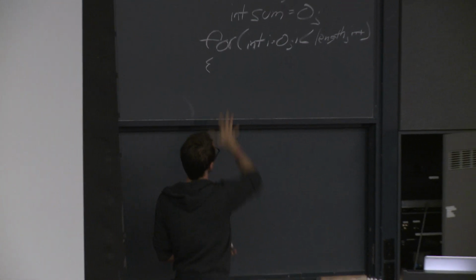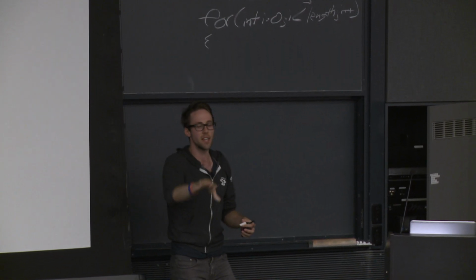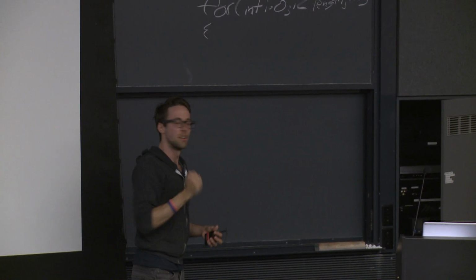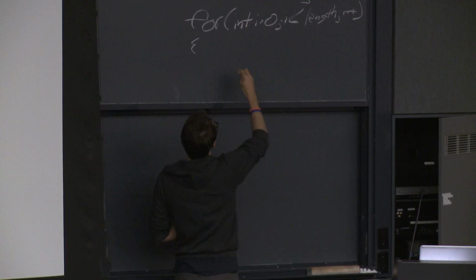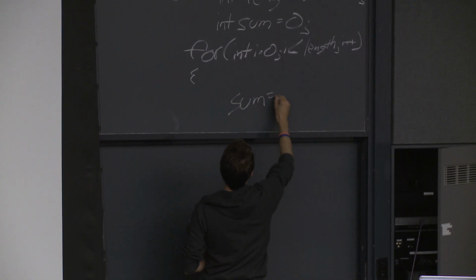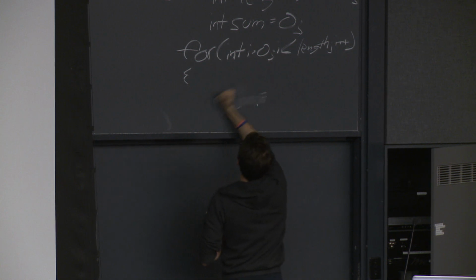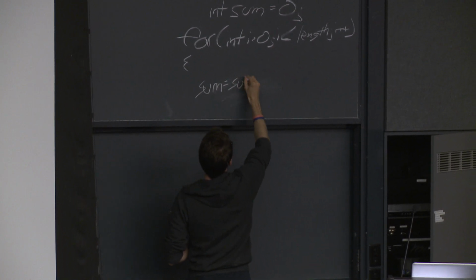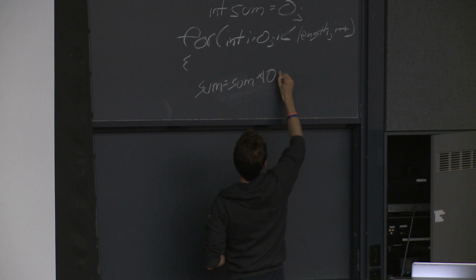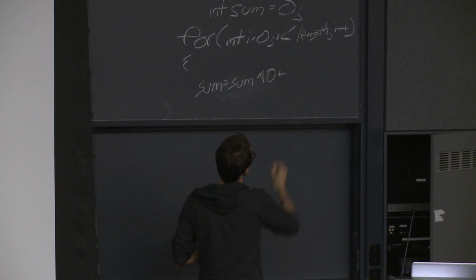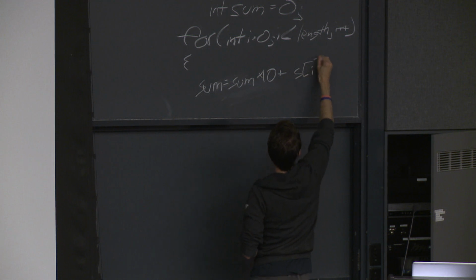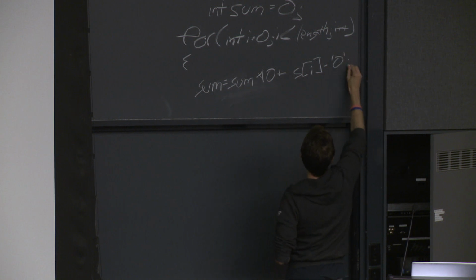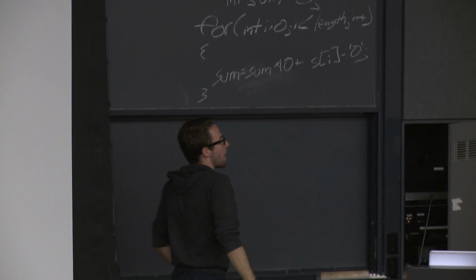Okay, and now here comes the meat of our code. You can actually do this basically in one line. Does anybody have an idea of what we're going to do next? So we're going to say sum equals sum times 10 plus s[i] minus '0'. Like that.